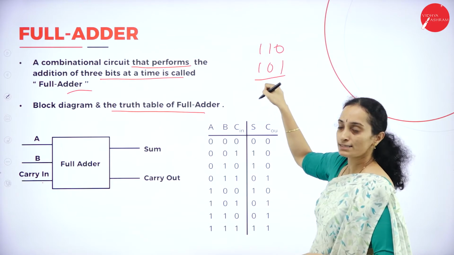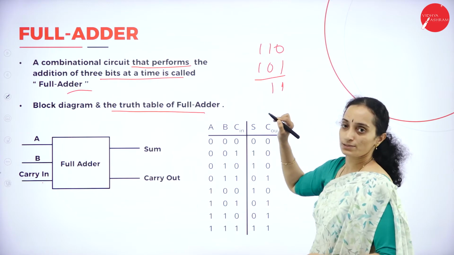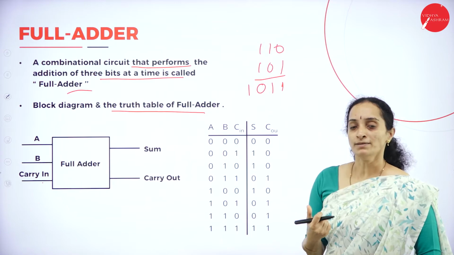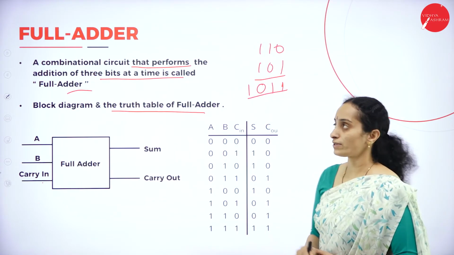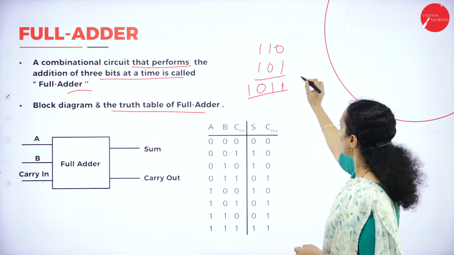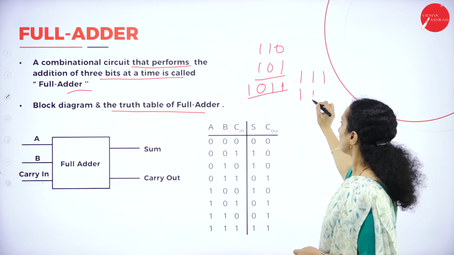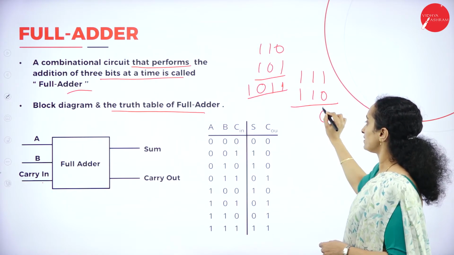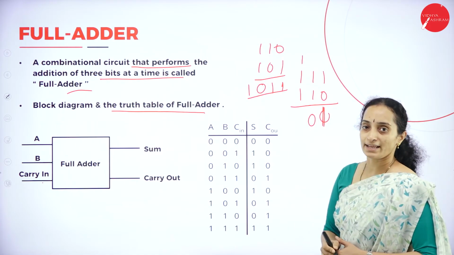If you have this, you'll have 0 plus 1 equals 1, 1 plus 0 equals 1, 1 plus 1 equals 0, with a carry of 1. You can perform the addition using the half adder. Suppose you have this combination, 111 plus 110. So what is the output? 1 plus 0 is 1. 1 plus 1 is 0, and 1 will be the carry.